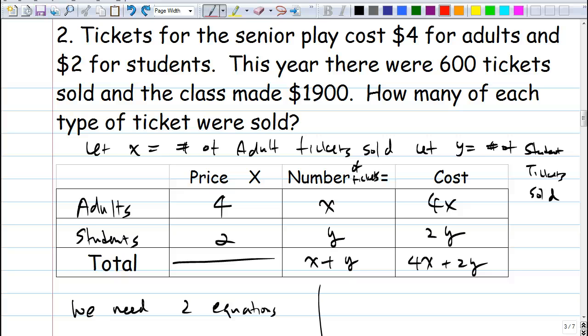Is that right? Correct. How come we don't put x plus y equals 1900? Because that's not true. Why is that not true? Because x and y represent the number of tickets, right? We sold a total of 600 tickets. That's not the actual amount of money that we get. But what is then the amount of money we got from this? Chase, what do you think?